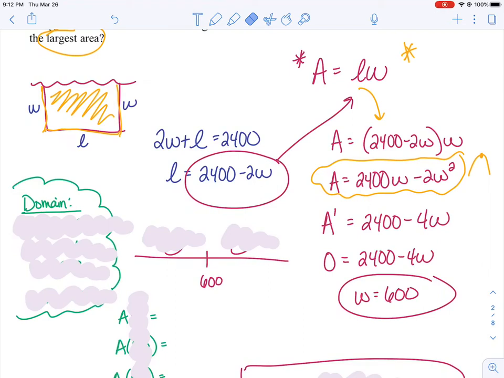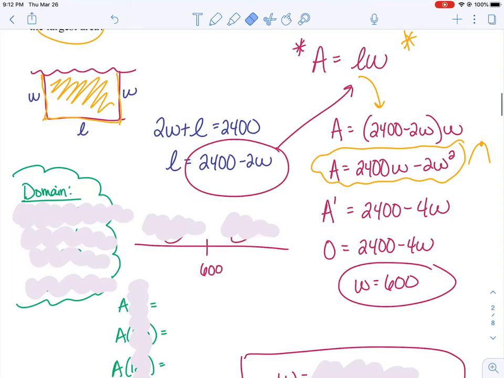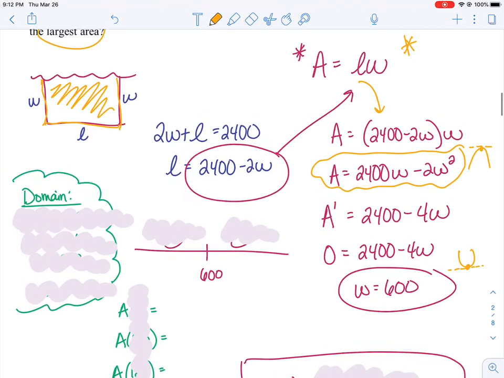Remember, W meant the width of our fencing. And so I'm thinking that I might have a possible maximum, or maybe a minimum, when W equals 600, because can't my derivative equal 0 at a minimum or a maximum? And so really we should be testing to make sure that we found what we're looking for, a maximum, and not the opposite, a minimum.